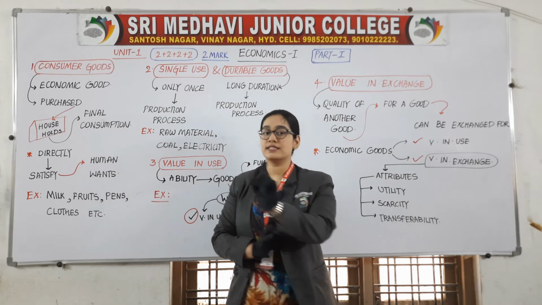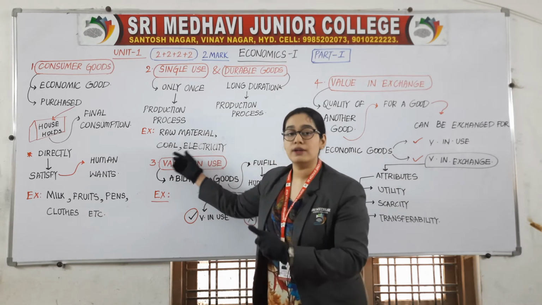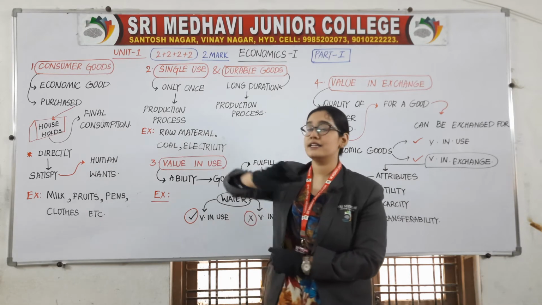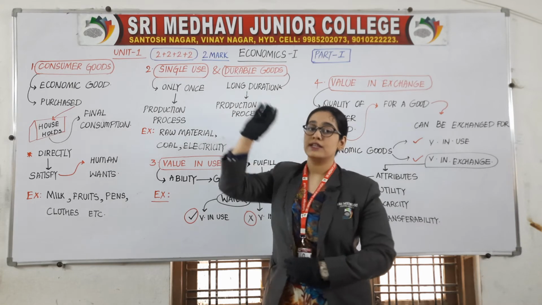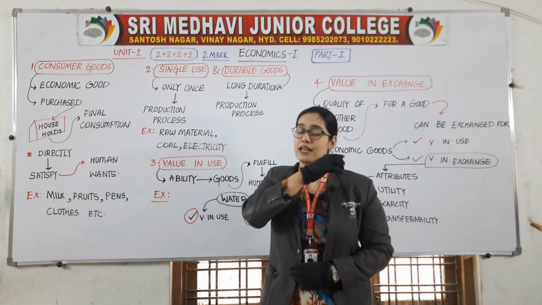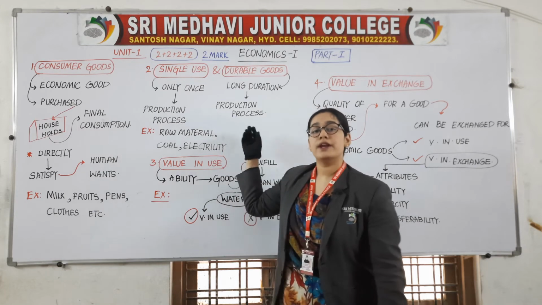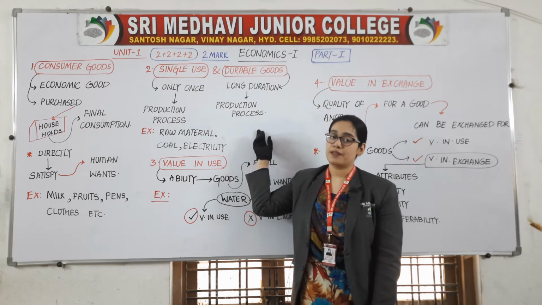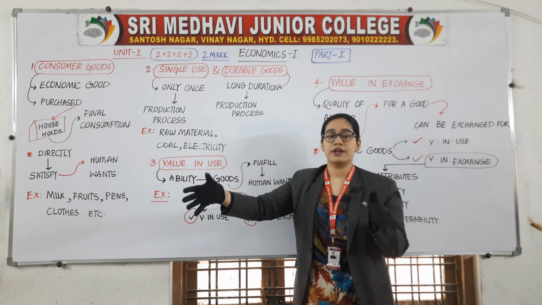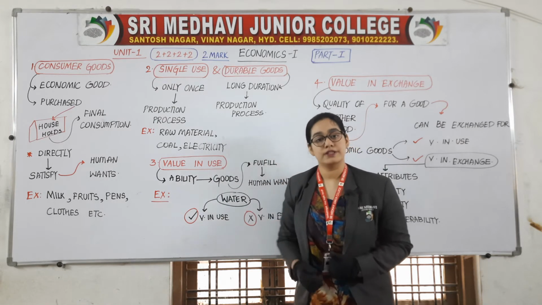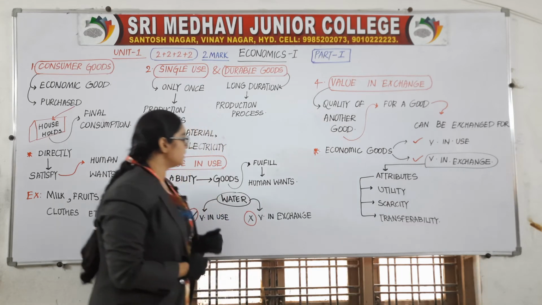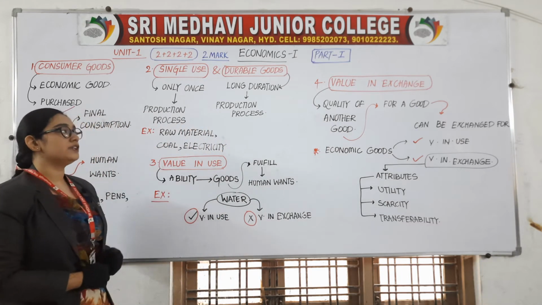So these goods like raw material, coal and electricity are considered to be single use goods because they can be used only once in the production process, whereas durable use goods can be used for a long duration in the production process. Now coming to the third definition, value in use.